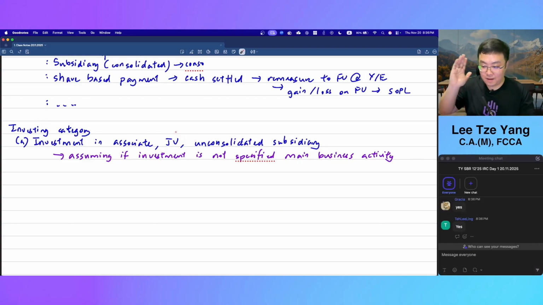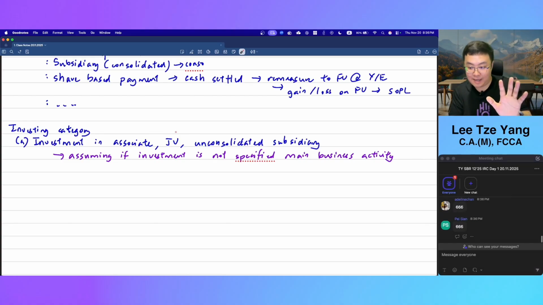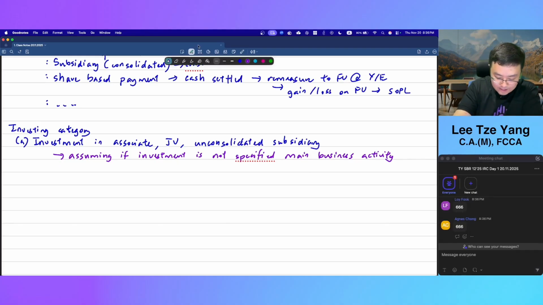If you understand, you type 666. Can you understand? I'll tell you another exception, but for now, you can accept, right? If the investment is not the specified business activity, it is under investing.